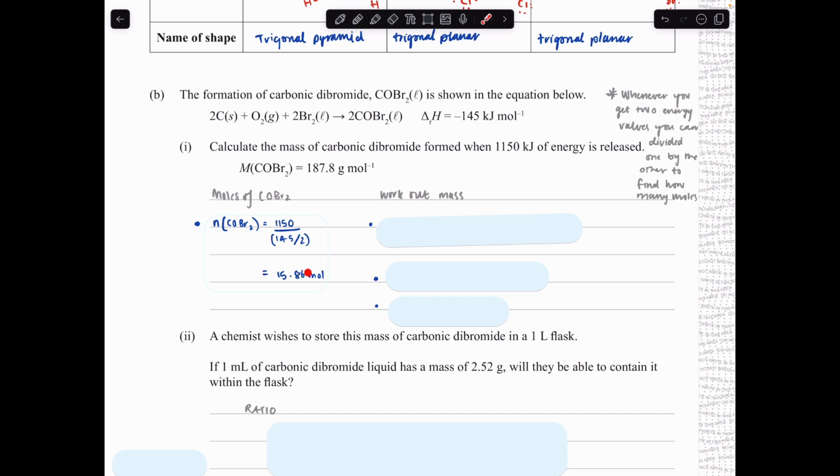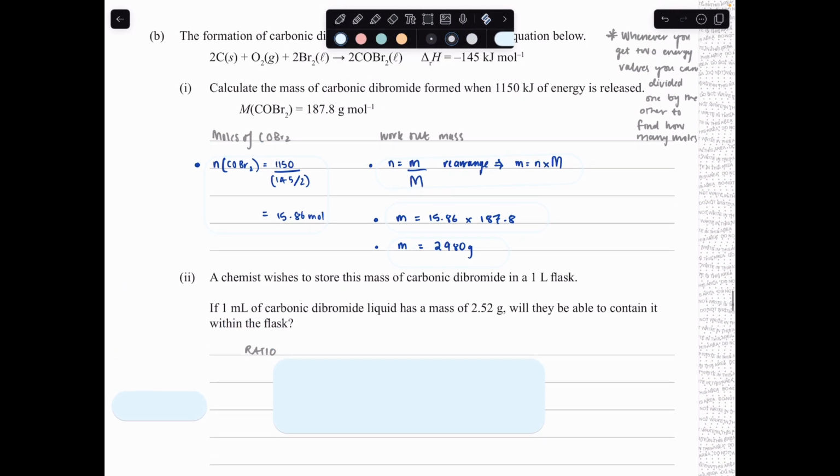Now that I have the moles of carbonic dibromide, I can use n equals little m, which is mass, over big M, which is molar mass, and rearrange it to find out the mass of carbonic dibromide. Plugging everything in, I have 2,980 grams of carbonic dibromide forming this much energy. So we've had to work backwards, but this is what you do for a question like this. Okay, moving on to the next question.